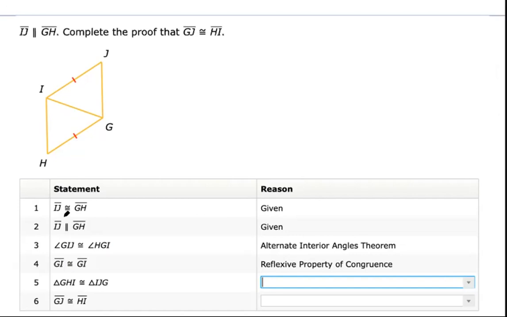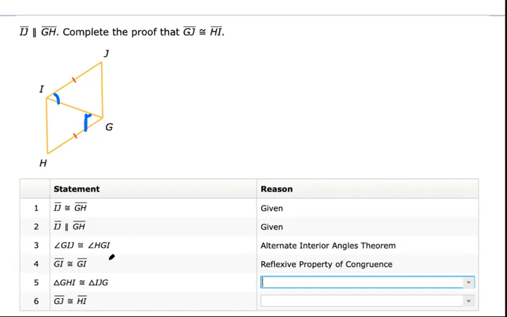So those are 2 red marks. Then they also gave us that IJ is going to be parallel to GH. So we know these 2 lines are parallel. The next one, GIJ, so that's going to be this one right there. It's going to be congruent to GHI, which is going to be the alternate interior angles theorem. You might remember this from another lesson. All right, and then GI is going to be congruent to GI.